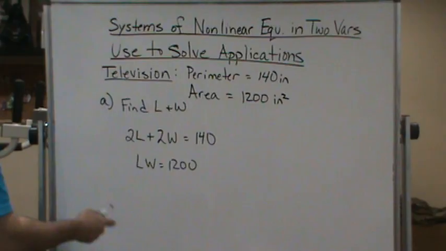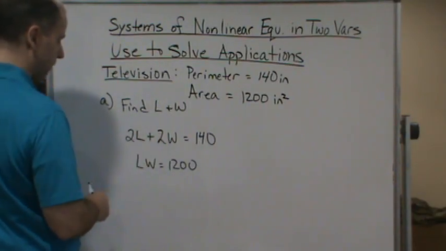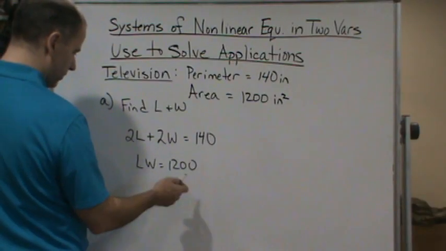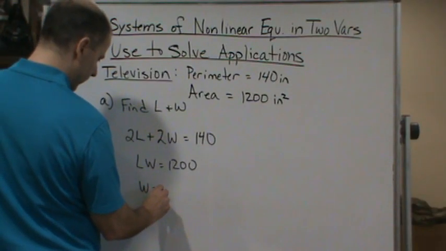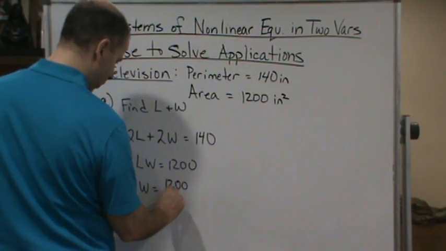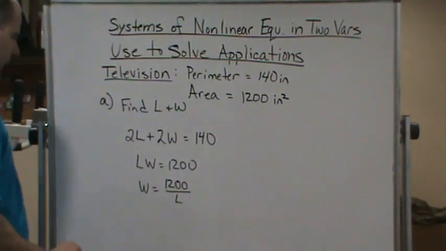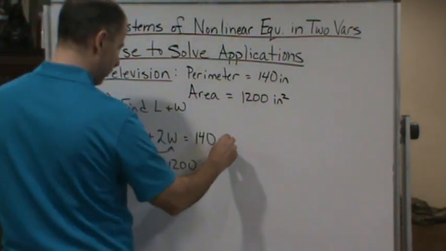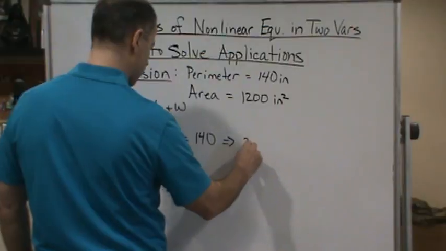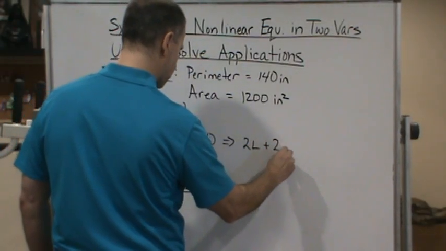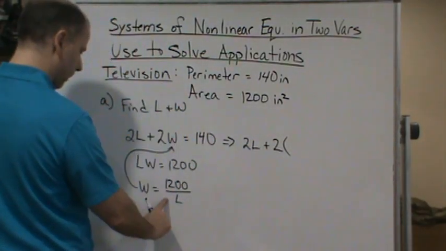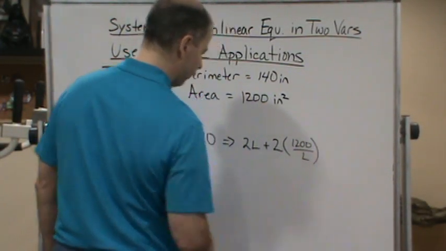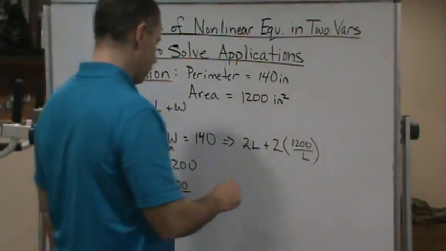So now we're going to substitute. In this case, all I'm going to do is solve for either L or W here. So let's solve for W. W equals 1,200 over L. Now I'm going to substitute in for W. So this is going to give me 2L plus 2 times W, but I'm going to write it as 1,200 over L, is equal to 140.